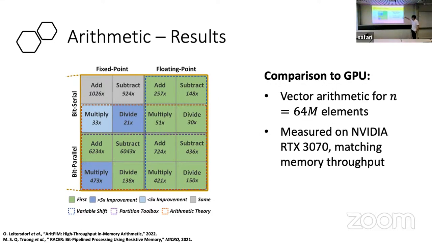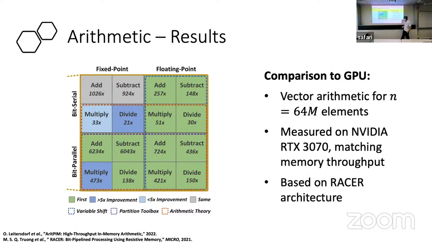And we took an NVIDIA RTX 3070 GPU. We ran vector addition with vectors of n equals 64 million elements. What we observed is that the throughput we get is bounded almost exactly by the maximal throughput of memory. Because vector addition doesn't have high locality, you're bounded almost exclusively by the memory, and you can reach the maximal theoretical memory throughput, but not more than that.